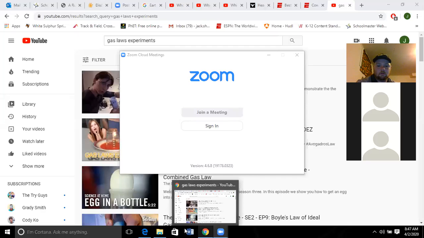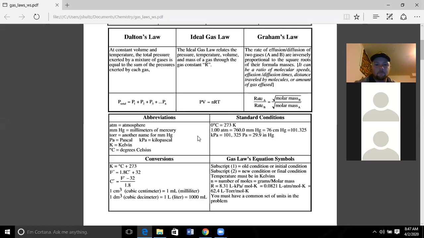My plan today is just kind of to run through some of those gas laws. Next week we'll talk about them a little bit more, but I kind of want to just go through the basics and answer some of those questions about how to do a couple of those things on that worksheet. And so I'm going to go ahead and do a quick screen share. There we go. Here we are. All right.